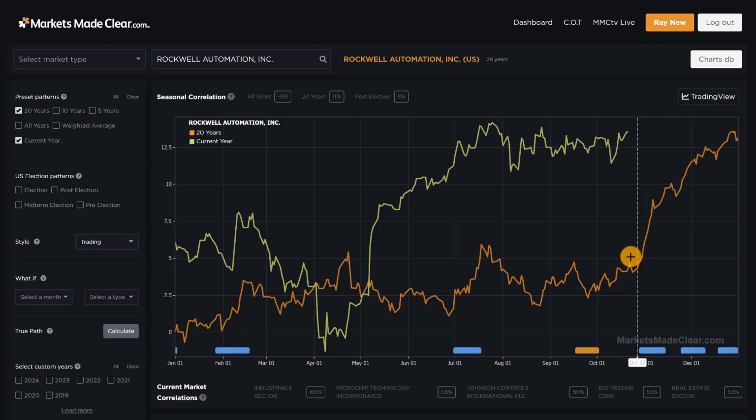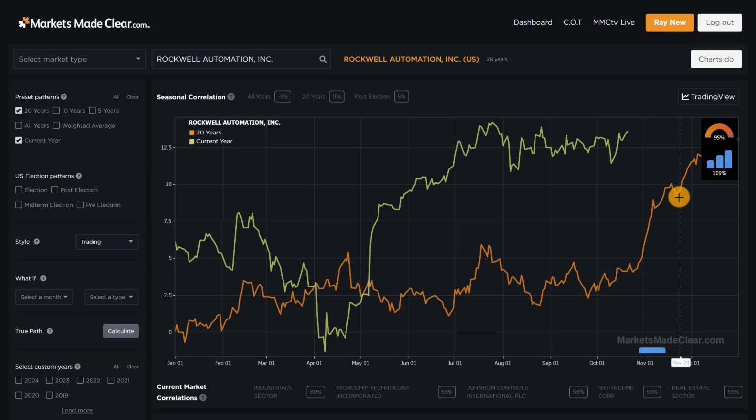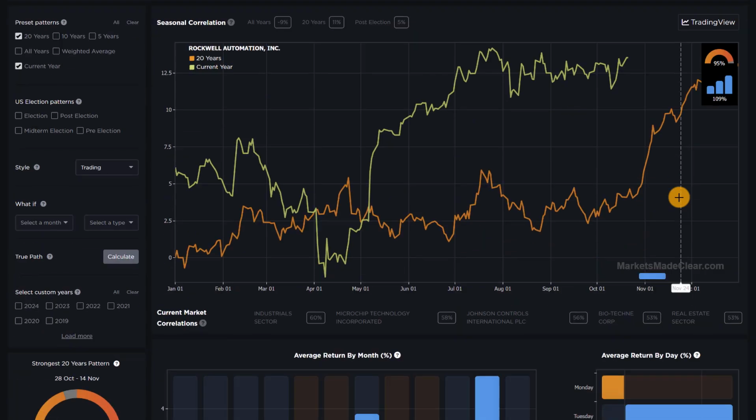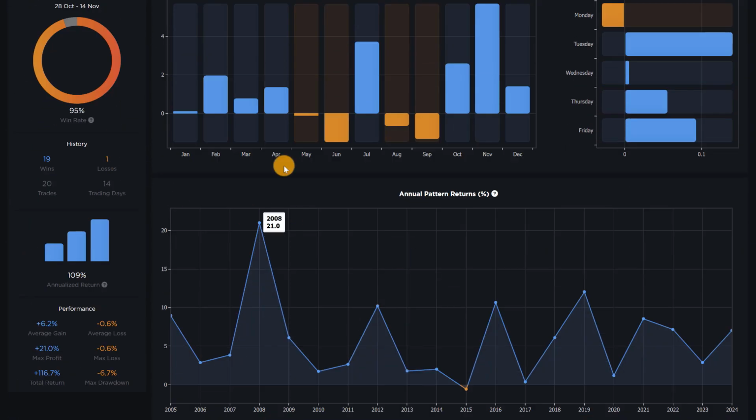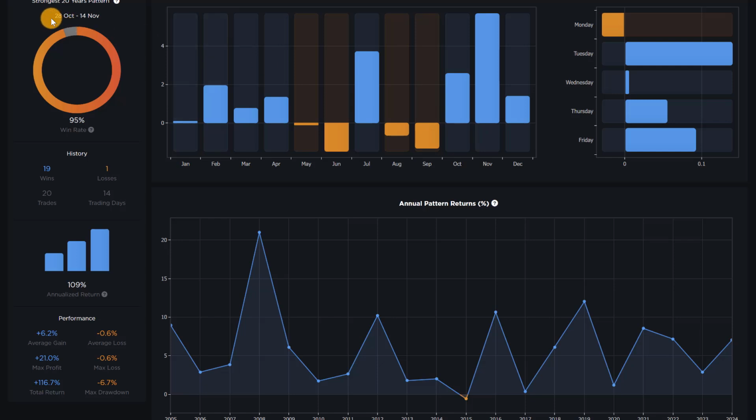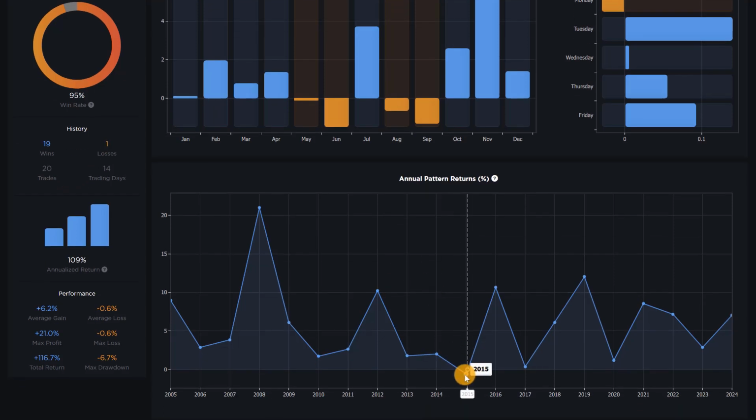And that's now entering a period where we typically see an outperformance, and that's moved to the upside. If we click on the pattern in question, it's the beginning of October 28th. It has a 95% success rate, 109% annualized return during that period. If we scroll down, we can see the pattern in question in a lot more detail. It says from the 28th of October to the 14th, 19 wins in the last 20 years, only one losing year, and that was in 2015, and even then it was only just. So a very, very consistent pattern that we can see here from its history.